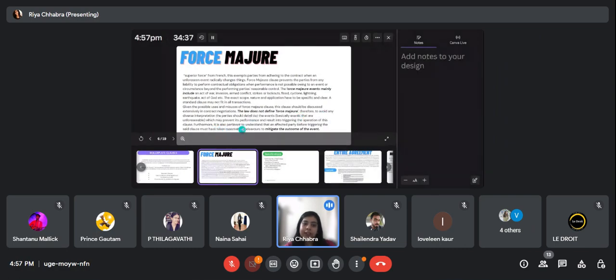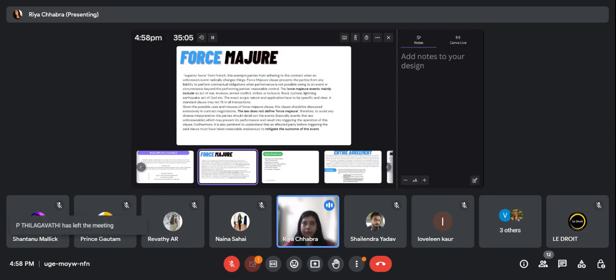It is also pertinent to understand that an affected party, before triggering the said clause, must have taken reasonable endeavors to mitigate the outcome of the event. So, we'll take the example of the COVID one, which we discussed between party A and party B. Coming back to the same example, now the production is delayed for a period of 15 days and all the offices are shut. It will become the duty of A.